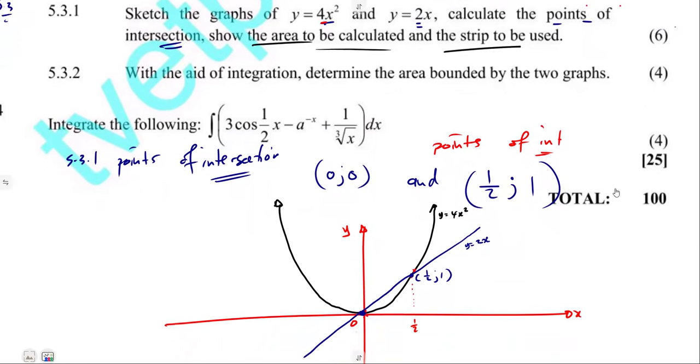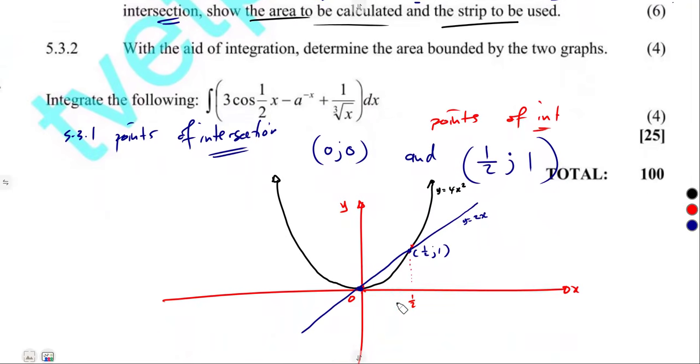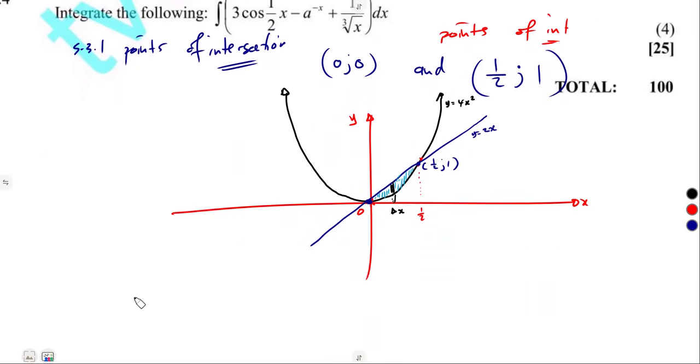So that was it, and we can see that by showing the area, this and that, and the strip that is to be used, the strip from the values of x as our limits, we can have the representative strip for what? For x. So that's delta x. And the area to be calculated is the one that is bounded by the two graphs. So this is the area to be calculated, bounded by the two graphs. So that is it, just like that. Then with the aid of integration, determine that area bounded by the two graphs. So that's 5.32.